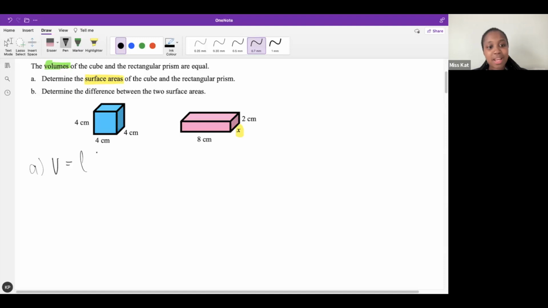So it's basically going to be length times length times length, which is length cubed, which is 4 cubed in Omulemo's words. So what's the volume for this cube, guys? What's 4 cubed equal to? Thank you very much. 64 centimeters cubed. Now they told us that these volumes are equal. So if the volume of the cube is 64 centimeters cubed, then the volume of the rectangular prism is 64 centimeters cubed, right? So we need to work out x.